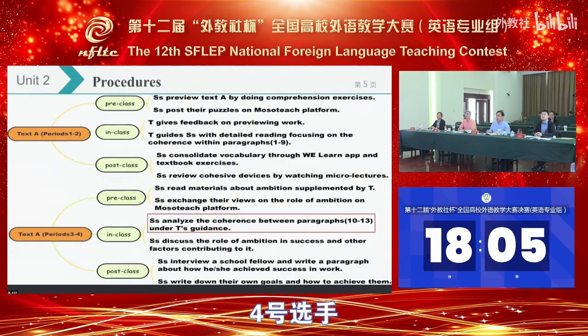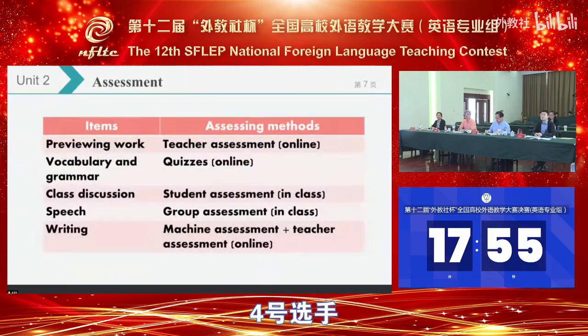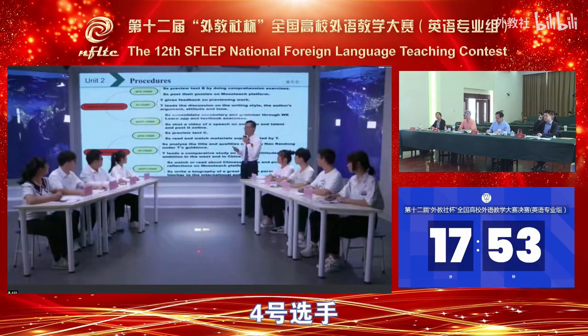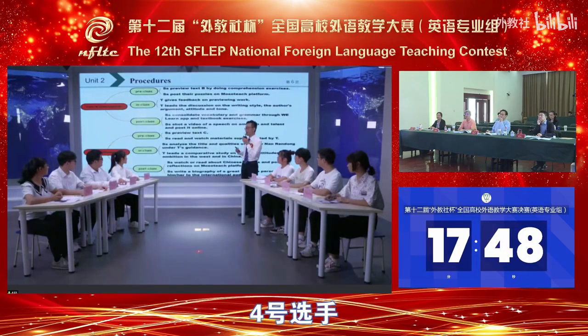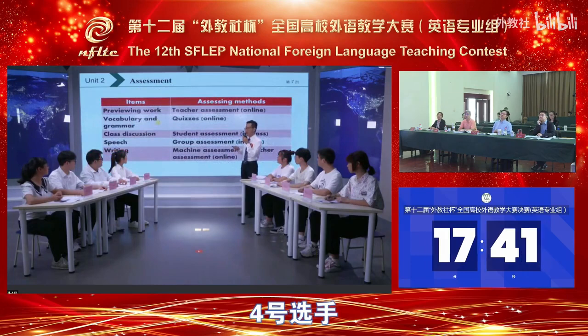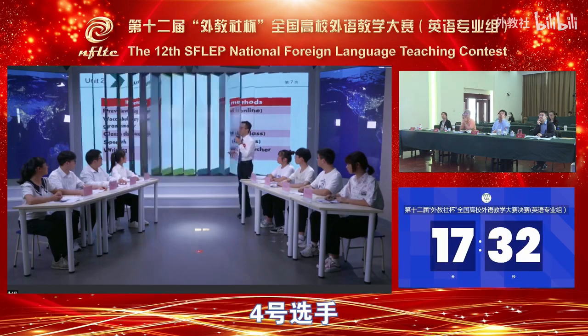Students are to learn the coherence between paragraphs under the teacher's guidance. For text C, written by a Chinese reporter from a Chinese perspective, the focus is cross-cultural study of the attitudes toward ambition between Westerners and Chinese. Different methods are applied in the assessments, in and out of class, with the intent of diagnosis and promoting learning. That's my teaching design. Next is my demo class.